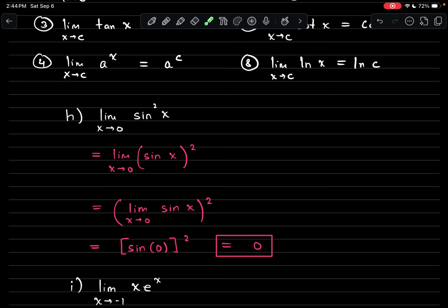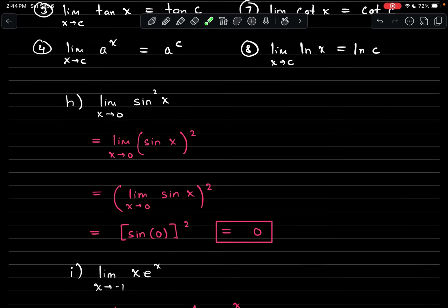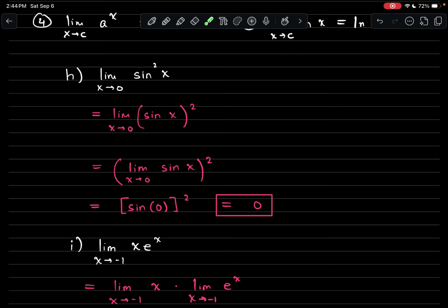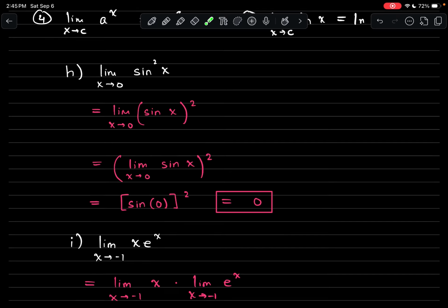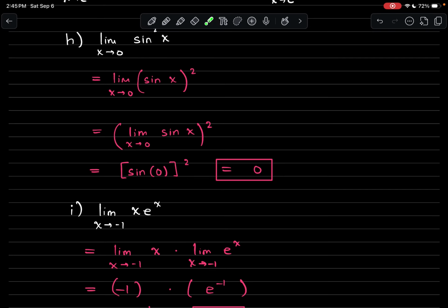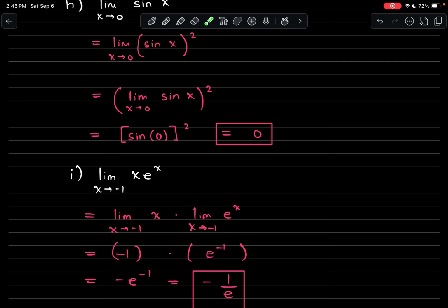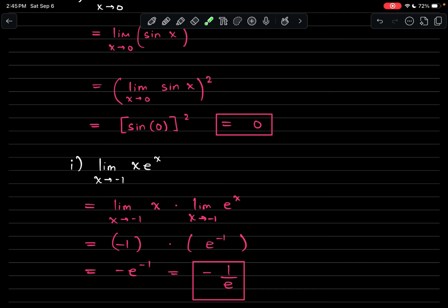Okay, example I, limit as x approaches negative 1 of x times e to the x. So this is the limit of a product, which is the product of their limits. The limit as x approaches negative 1 of x times the limit as x approaches negative 1 of e to the x. Go ahead and use direct substitution on both of them. And we're going to get negative 1 times e to the negative 1, which is just going to come out to negative 1 over e.